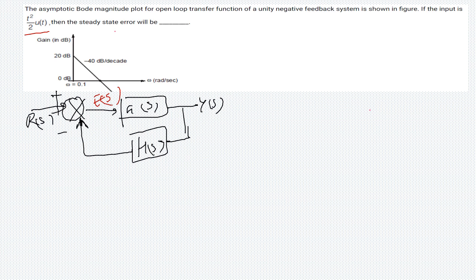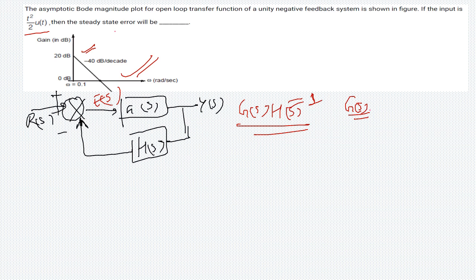What we have been given is this diagram here, and it shows how G(s)H(s) looks. The loop transfer function is G(s)H(s), or simply G(s) here, because H(s) is 1, since we are feeding the entire output back to the input. So here we have to first find G(s), so that we are able to calculate the error.